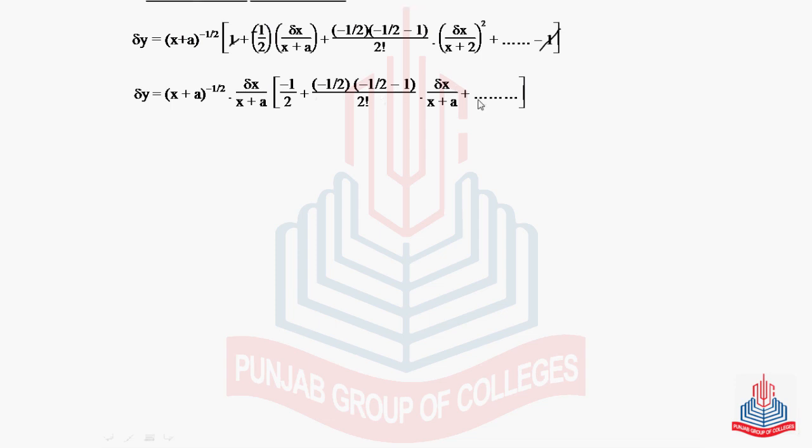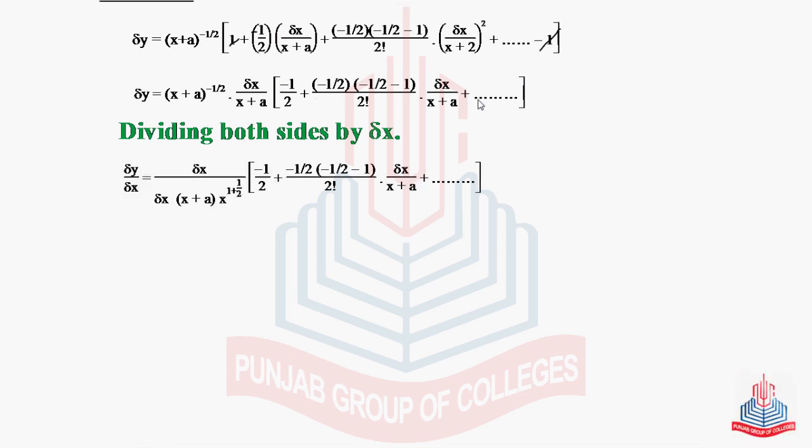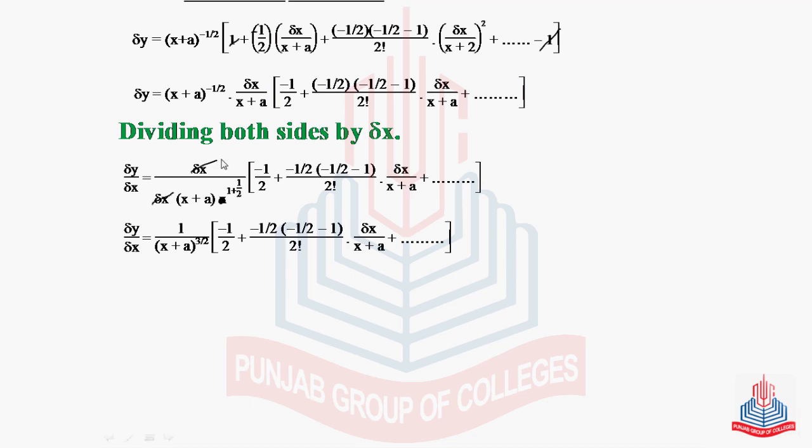Dividing both sides by delta x, delta y by delta x, combining these two powers because of the same base. Sorry, this one is not x. So (x plus a) raised to the power minus 1 by 2 minus 1, that is, minus 3 by 2. This bracket portion will remain the same. After cancelling this delta x, we have delta y by delta x is equal to 1 over (x plus a) raised to the power 3 by 2, and the bracket portion remains the same.